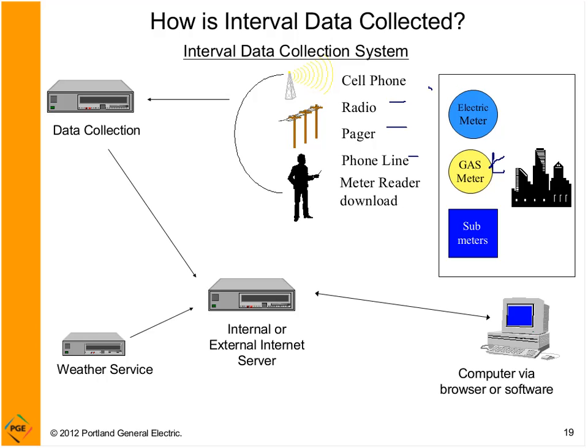So basically, after all the meters get the data, like I said, they transmit out to the communication servers and then to our data collection system, which we call the MDC, Meter Data Consolidator. And then from there, it gets transmitted to the internal or external internet server. Also, we provide weather data for our services, which is provided by the National Weather Service. That also goes to the internal or external server. And then from there, it exports it to your computer via browser or software and software tools that view and collect the data.